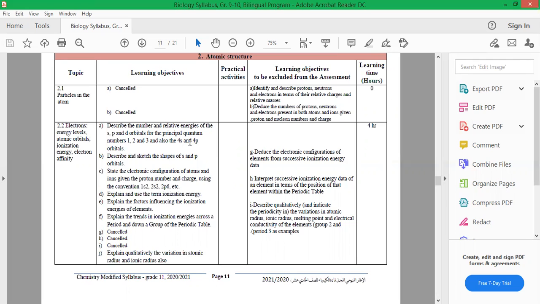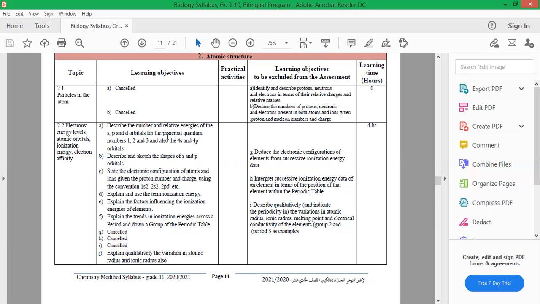What is the difference between 4s and 4p orbitals? Which one has the lowest energy? 4s has less than 4p. Good. So there are some reasons. You need to understand which one has the lowest energy, especially S, P, and D.